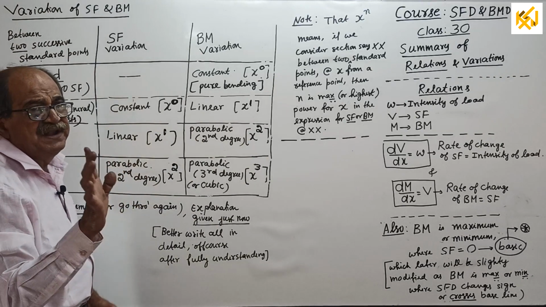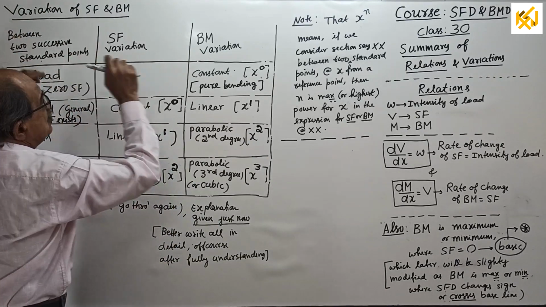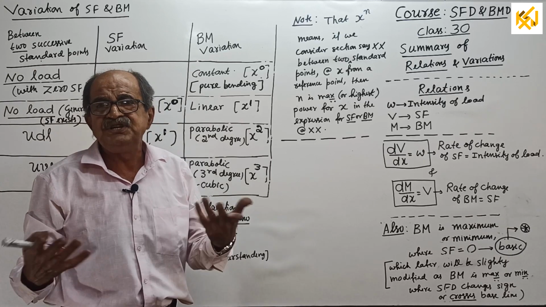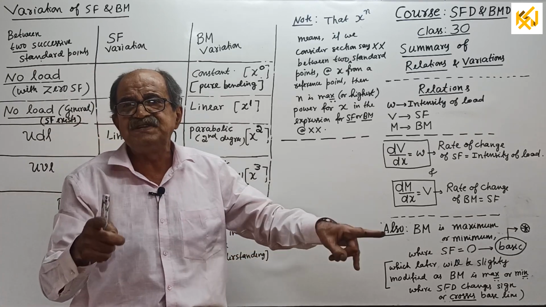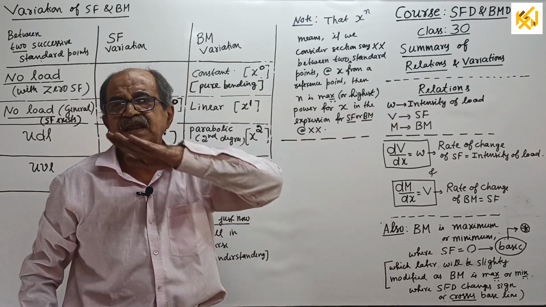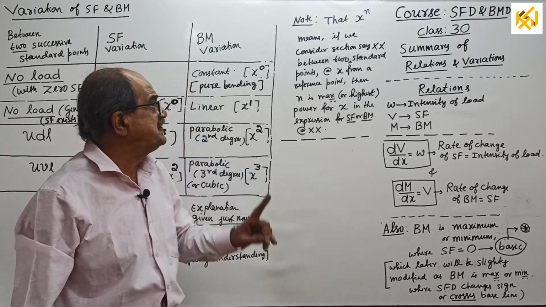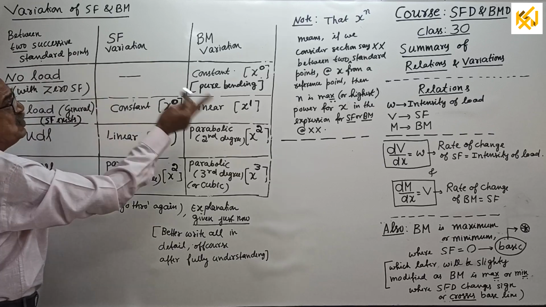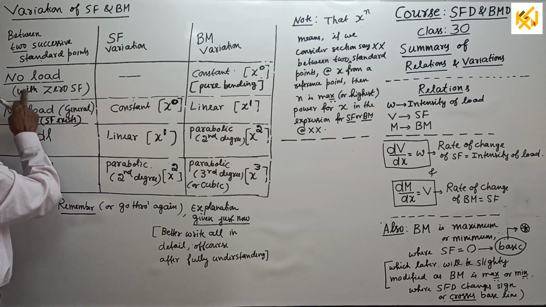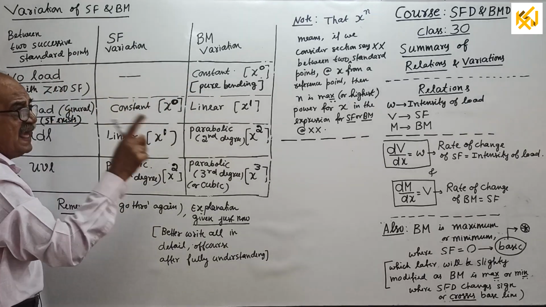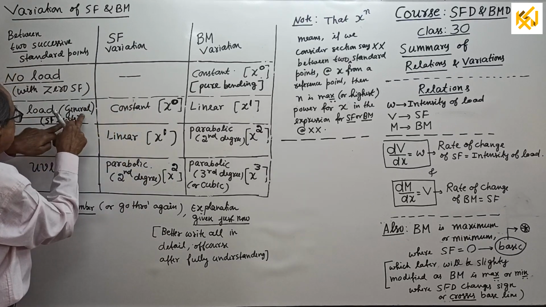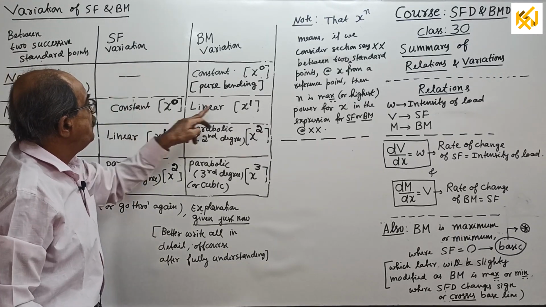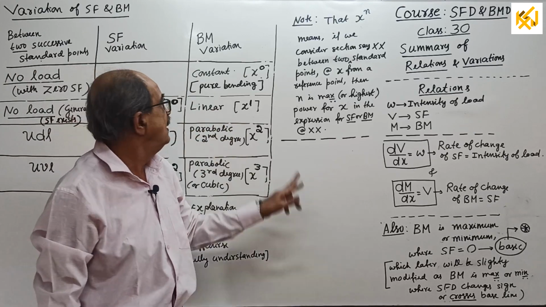Lastly, between two successive standard points, if there is no load and no shear force, BM is constant, parallel to the baseline. It is called pure bending. That is a special case. Once again, between two successive standard points, if there is no load but shear force is there, then shear force will be constant, x power 0, and BM variation is linear, x power 1.